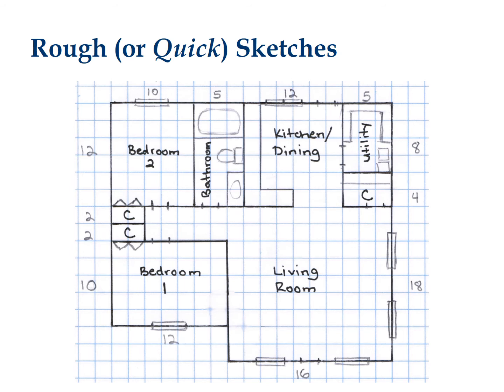This is an example of a rough sketch. Notice the single line walls, the general location of windows and doors. Room names have been provided. The room sizes have been provided. And some of these rooms actually have a general layout of furniture.